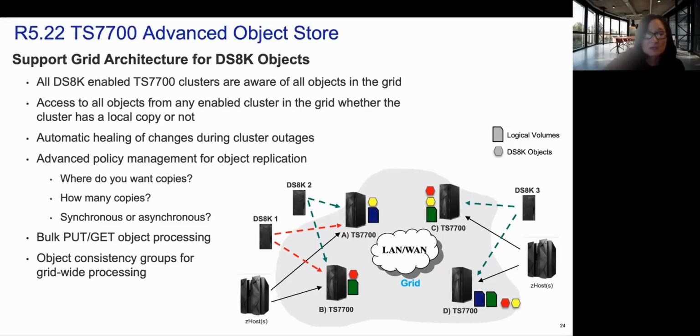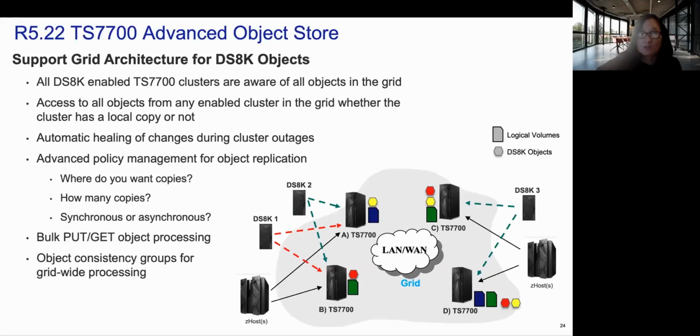The other thing we do too is that we are working with consistency groups. So instead of processing objects one piece at a time, like we did in previous releases where we open up one connection, write an object, close that connection, we actually process things in bulk now. And so the DS8000 and 7700 teams have worked really closely together on this.